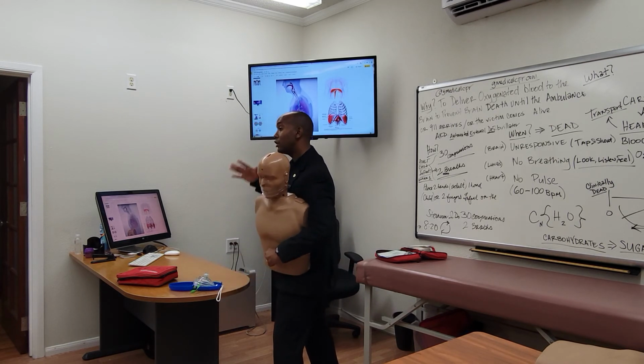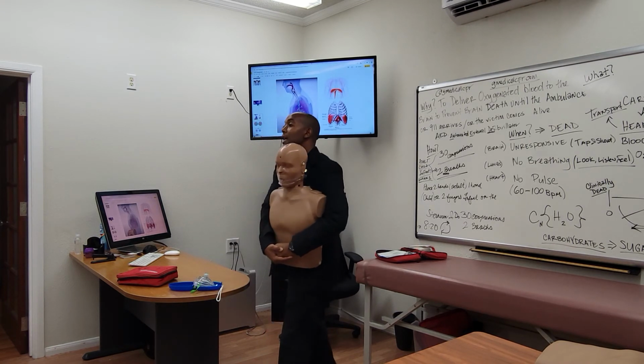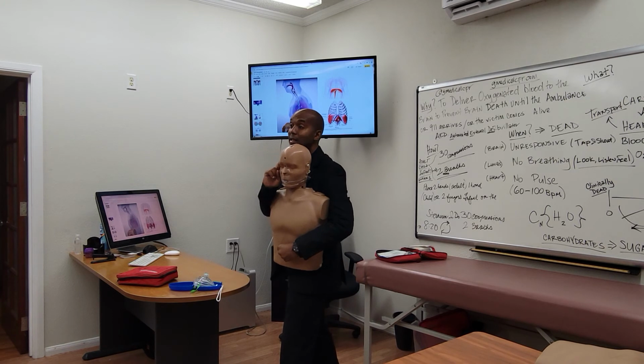And then you're going to get your dominant hand and come around, and you're going to use that to pull in and thrust up as hard as you possibly can, almost as if you're trying to pick them up, okay? And you're going to do it as many times as you possibly can until one, they pass out, or two, the food comes flying out their mouth, okay? And it's happened on multiple occasions, especially if it's a complete blockage, all right?